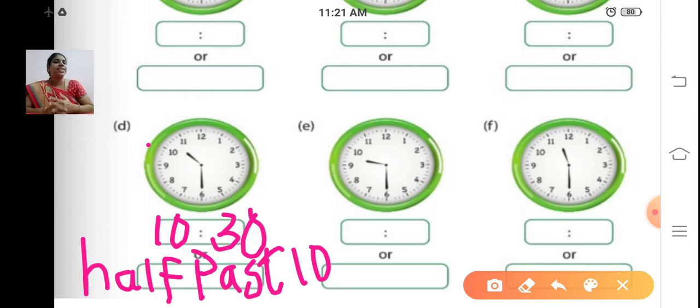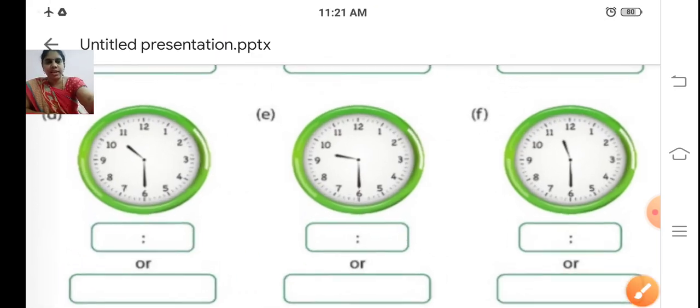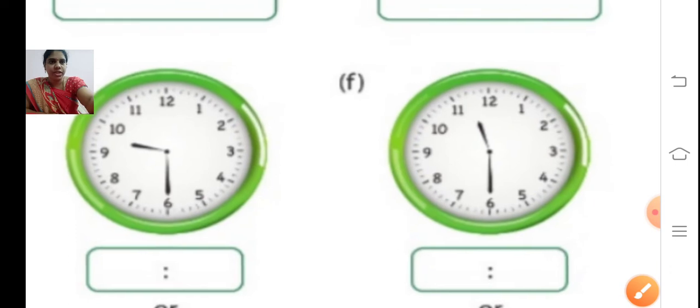If the minute hand is at 6, it means 30 minutes. So just see the hour hand, it is at 10. So the time is 10:30. How will you write another way? Half past 10. Now do as homework.